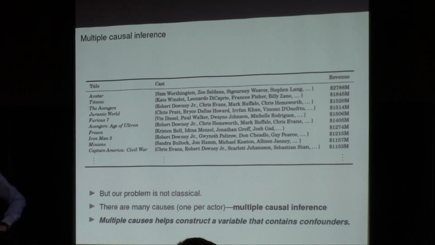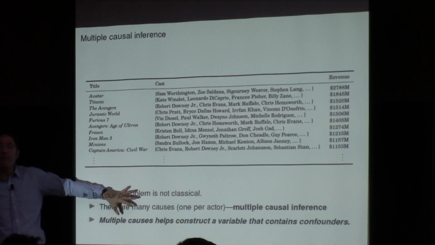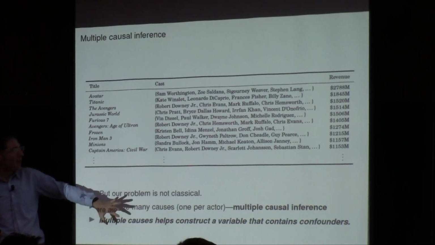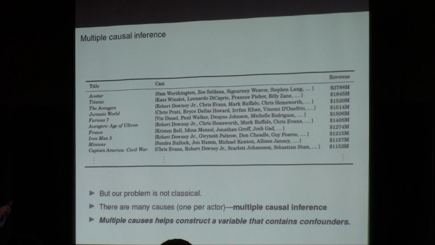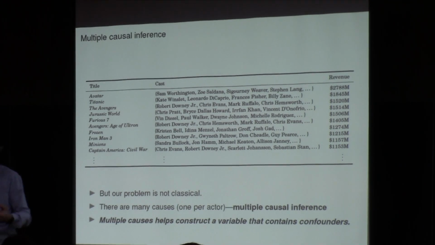But the point of this work is that this problem is not classical. In a classical causal inference setup, a bunch of people, some of them take Advil, some of them don't take Advil. You measure whether or not their headache went away, and you try to figure out whether or not Advil works. But the confounder might be that I take Advil when I know Advil works for me, and then I'm going to, of course, overestimate the effect of Advil.